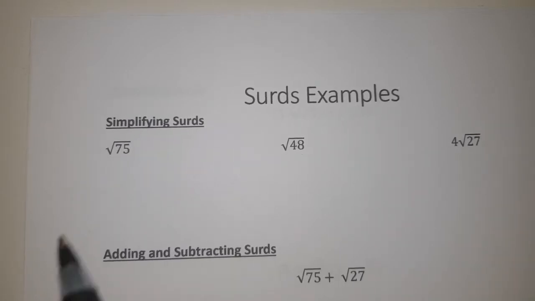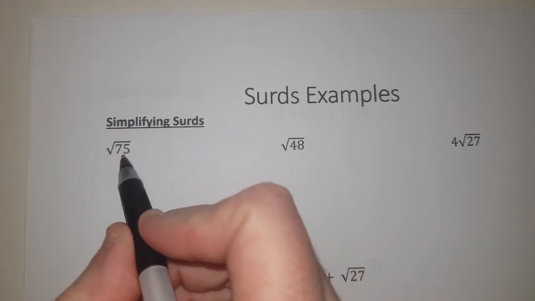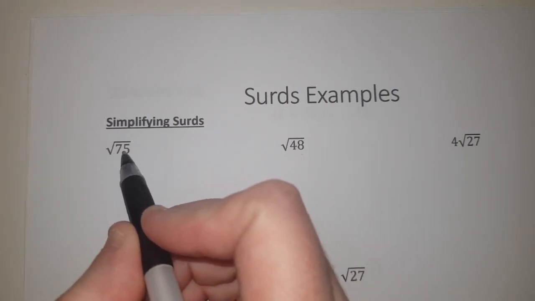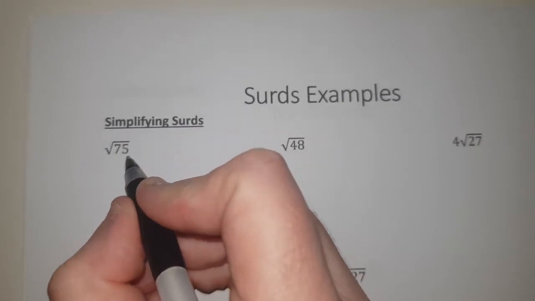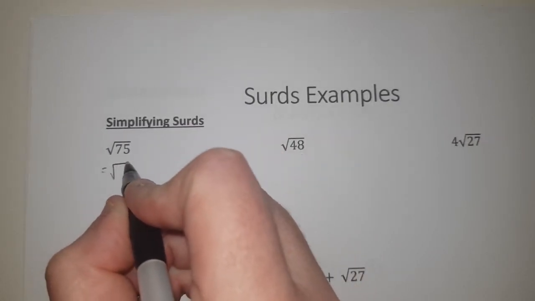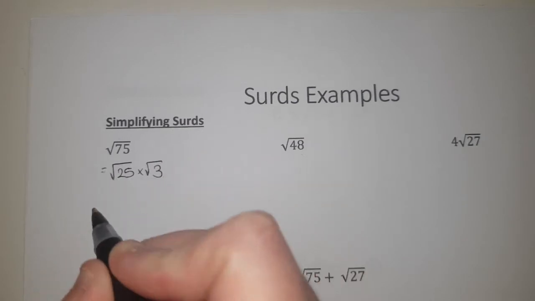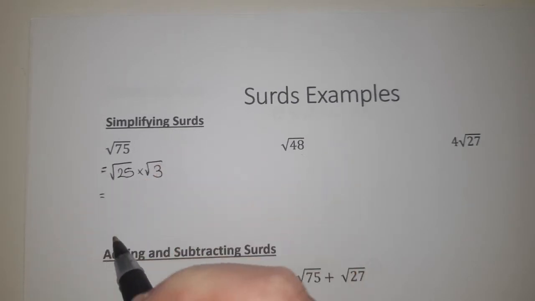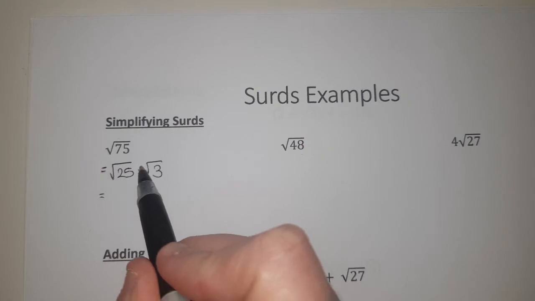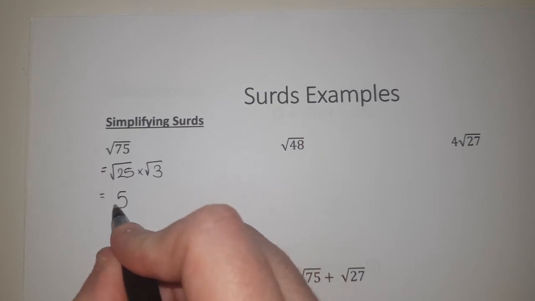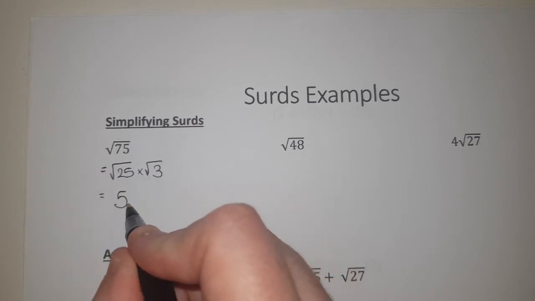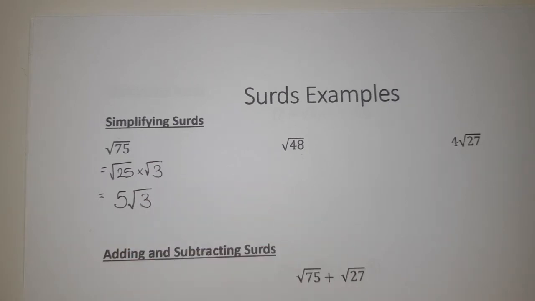So simplifying to begin with just means that all you're trying to do is split this into two numbers where one of those numbers is a square number. So root 75, I could say, is the square root of 25 times by the square root of 3. Now, the reason we've picked a square number is because I can actually square root a square number. Square root of 25 is just 5, and root 3 I can't simplify anymore, so it just stays as root 3. And that's it, you've simplified the surd.